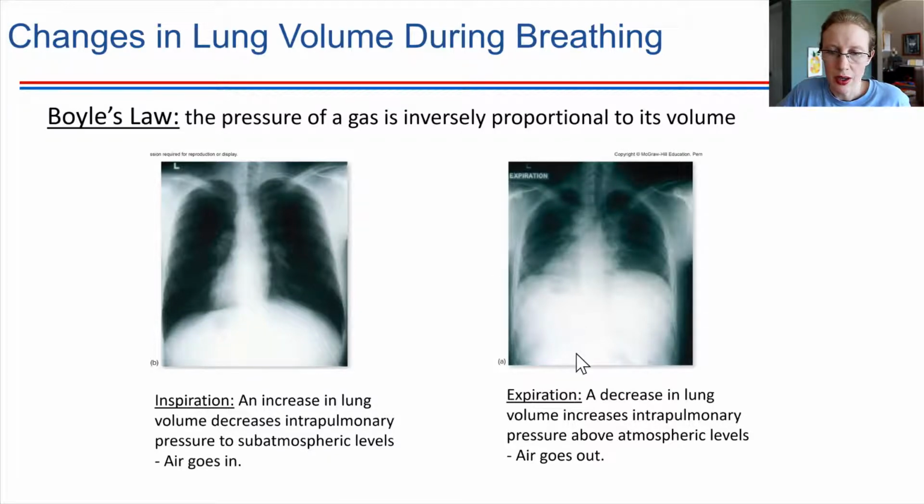Looking over at this one, expiration. In this case, there is very much a decrease in the lung volume. The diaphragm moves upwards, the ribs move inwards. That shrinks the volume in the lungs and causes air to rush outwards because the pressure is increased in here. So air is going to go down its pressure gradient. That's quite a significant change in volume. Just want to draw your attention to that.